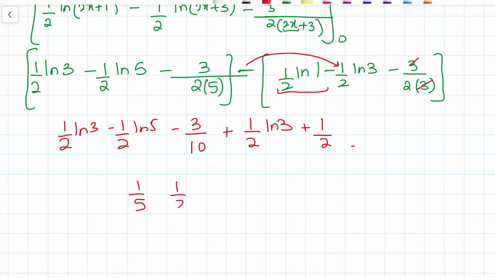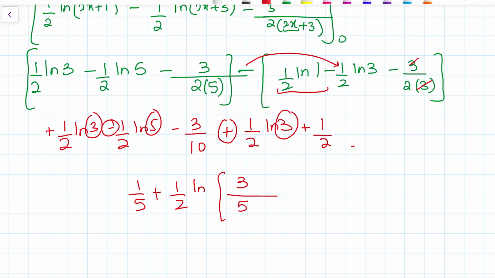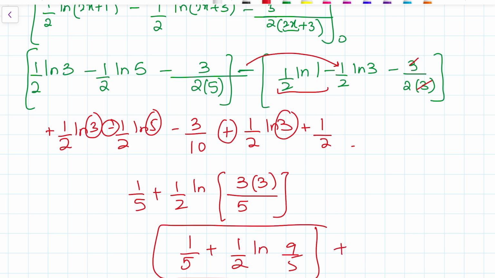Let's take half and ln common out, so it becomes 3 in the numerator because there's a plus. Minus goes in division. 5 in the denominator and 3 in the numerator. So it becomes 1 upon 5 plus half ln 9 upon 5. And this is exactly the answer that they've asked us to show.